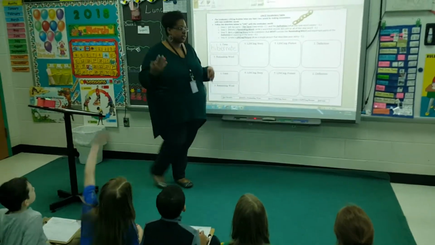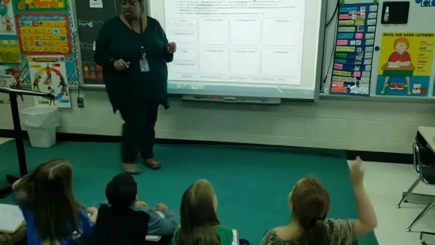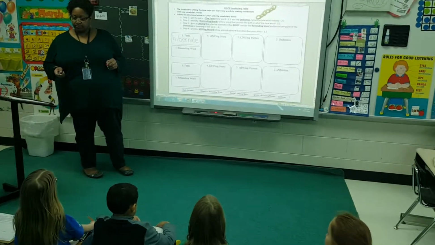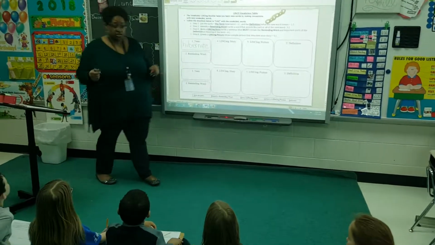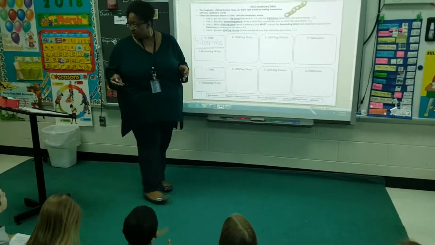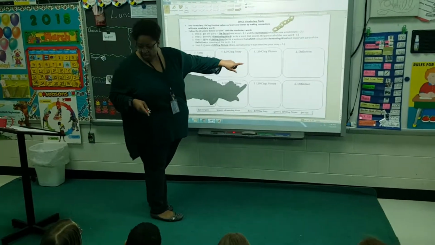Who thinks they have a good definition for hibernate? Paige, what do you think hibernate means? Sleep during the winter. Excellent. Do you guys agree with that? Good definition? Do most animals sleep during the winter? All right, so everybody put your finger on number 2. Box 2, put your finger in box 2.